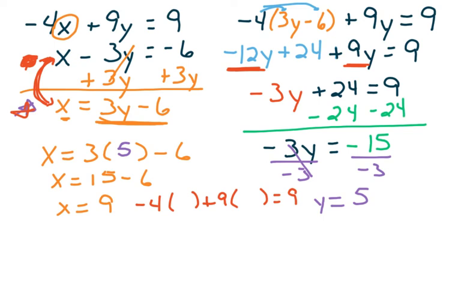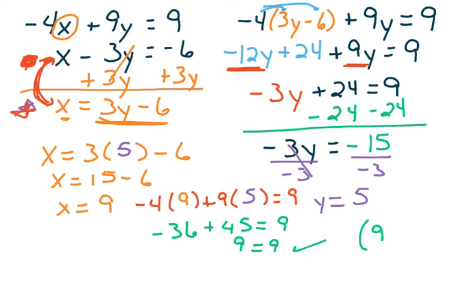So I write it all out, and I have my equation there, and I replace the x with 9, and I replace the y with 5, and now I simplify. Negative 4 times 9 is a negative 36. 9 times 5 is 45. 45 minus 36 is indeed 9. Those are 9 away from each other, so it checks. So now I can write my solution, x value first, comma, y value second, in parentheses.